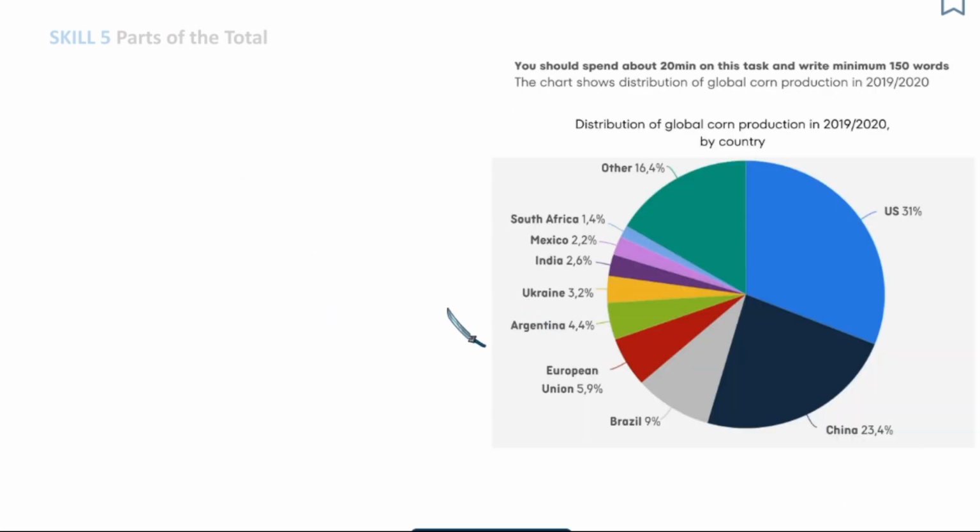Next, we're going to talk about this pie chart in detail. So what is this pie chart even about? This chart shows distribution of global corn production in 2019-2020. So basically we can see the countries which produced the largest amounts of corn.